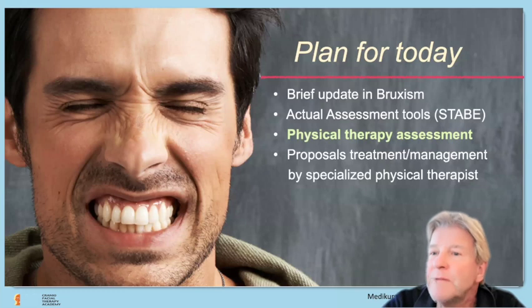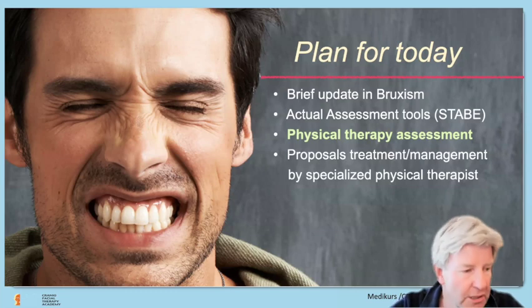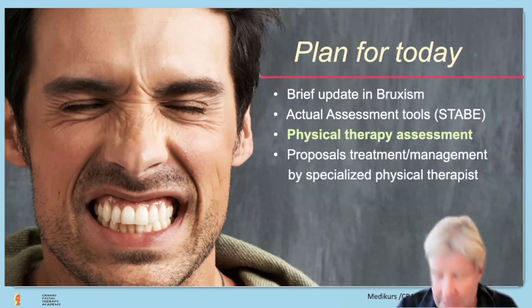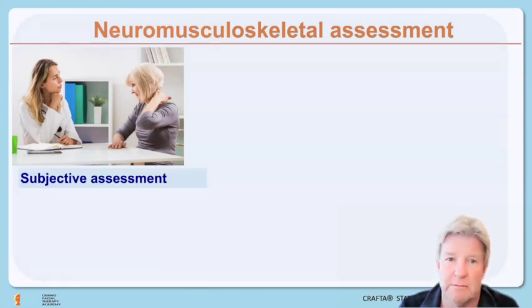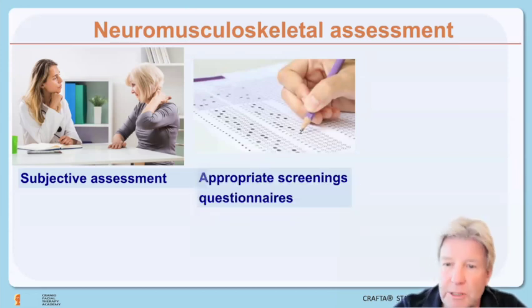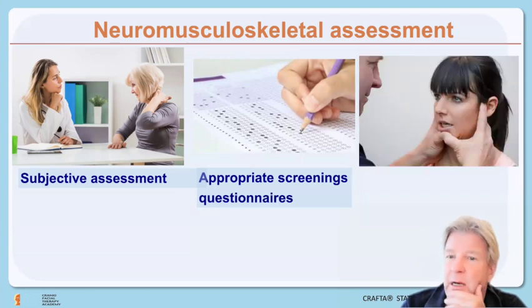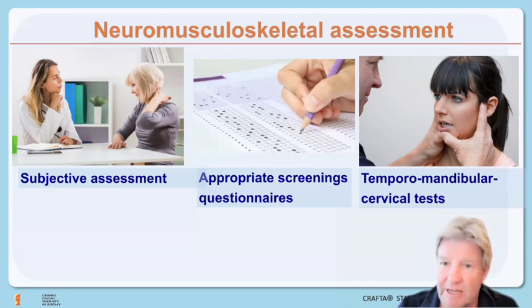So how do we examine the patient? In the CRAFTA education, we bring this information and we do not go more in depth about the mechanism behind it. Then we give an overview of how we assess. First, subjective assessment, I come back to it later. Then appropriate questions. There are some questions you can use for this patient group to get an impression if they have bruxism. Then examination of the temporomandibular and cervical region. Are there contributing factors, dysfunctions from the TMJ or cervical region, that can have influence on the bruxism?